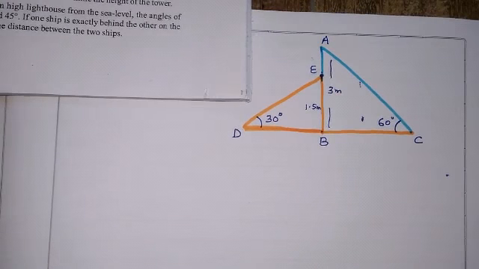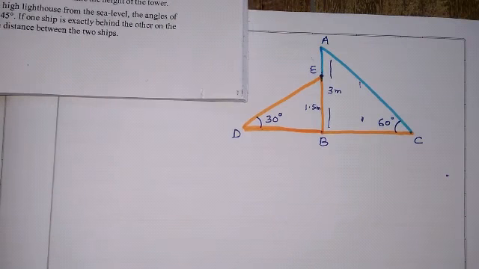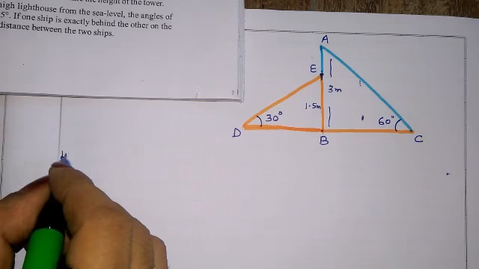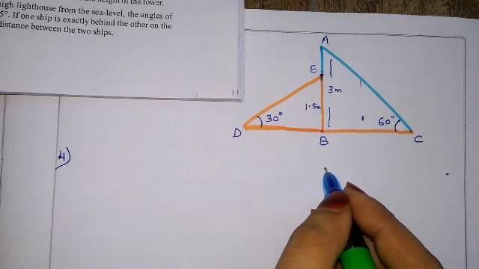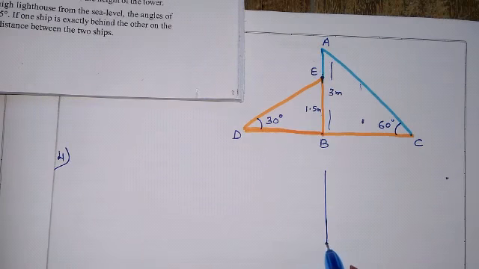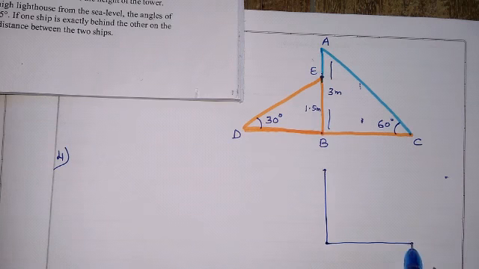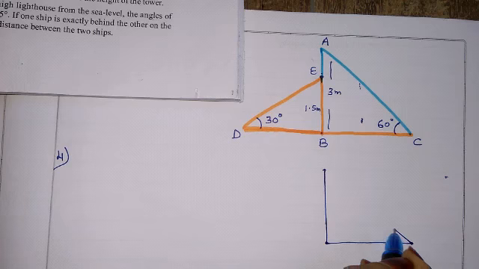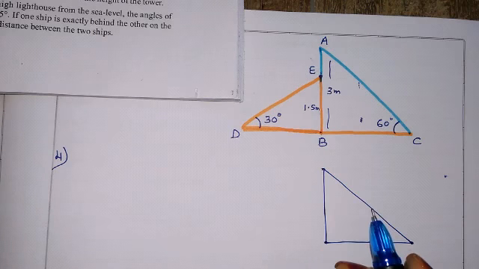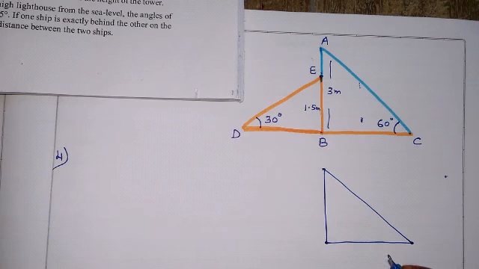Let me draw the figure. They have told there is one tower. Question number 4. Let me draw one tower. And it is a ground level. The angle of elevation of the top of the tower to the ground is 30 degrees.